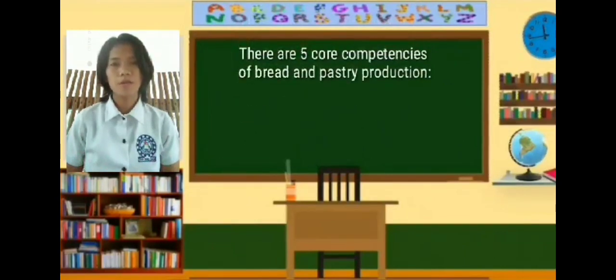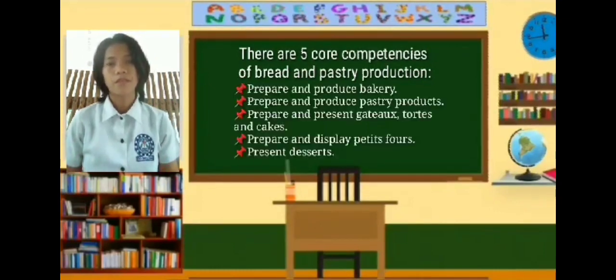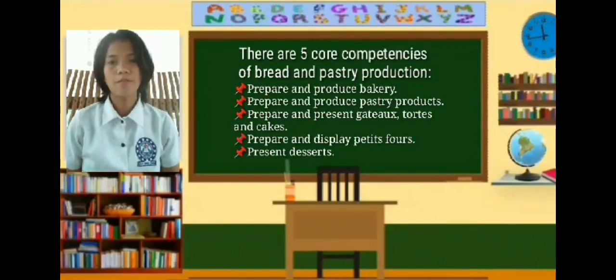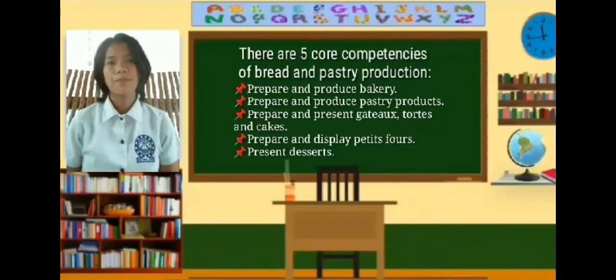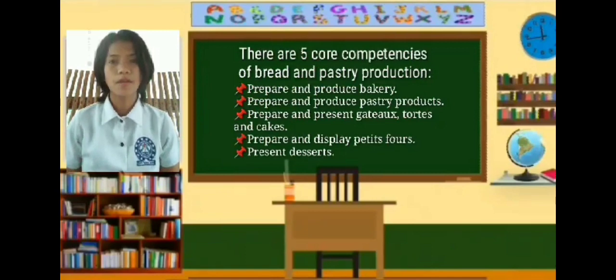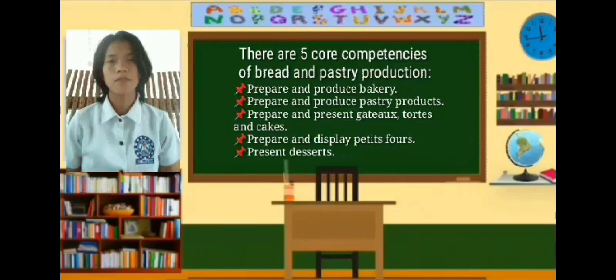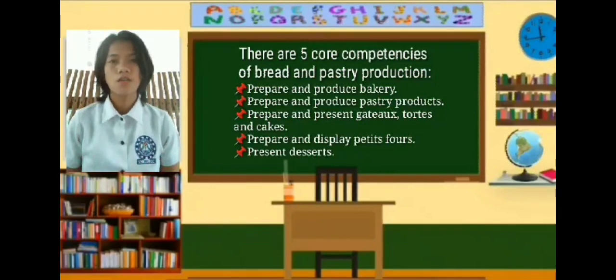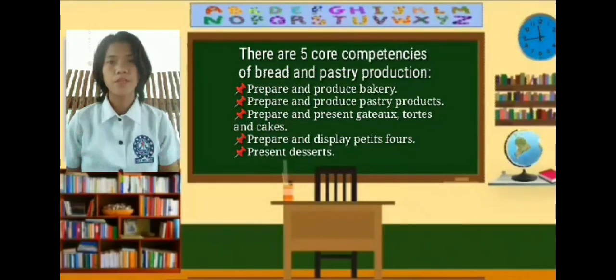There are five core competencies also for bread and pastry production. The first one is prepare and produce bakery products. The second one is prepare and produce pastry products. The third one is prepare and present gateaux, tortes, and cakes. The fourth one is prepare and display petit fours. And the fifth one is present desserts.